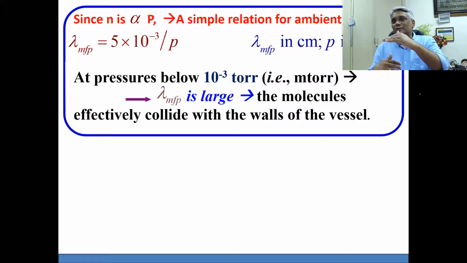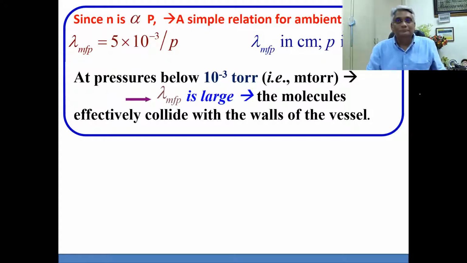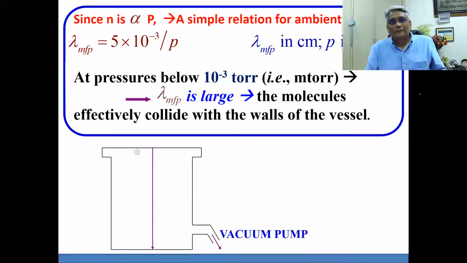So whatever molecules leave from one point, if the mean free path is made large compared to the nearest component, effectively the molecules then only collide with the walls of the containers. That means there are no obstacles between the place where the substrate is and the point they emanate from. These particles are free to go and reach the substrate.